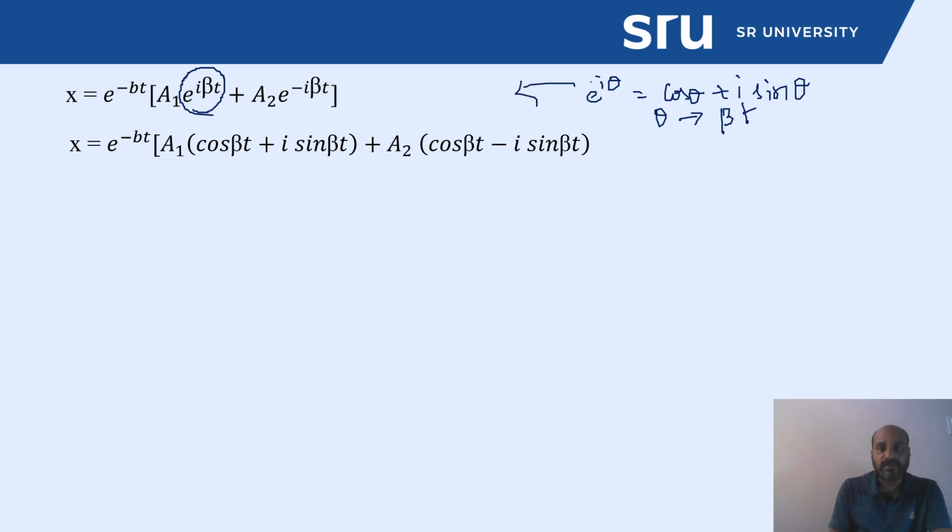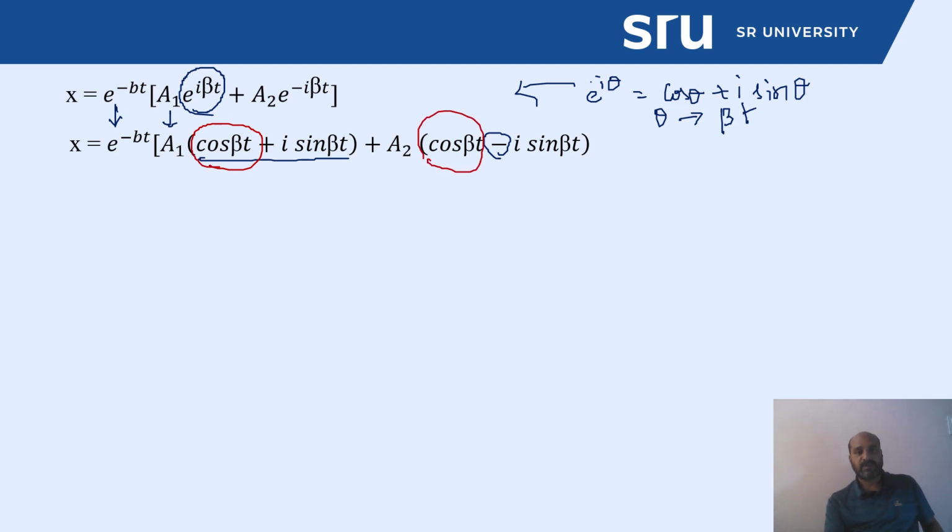So just here, e to the power of minus bt as it is, a1 is also as it is. Now just write the expansion of this e to the power of i beta t. It will be cos beta t plus i sin beta t. So the second term will be as it is except this minus. Instead of plus it will be minus here. Now we can see two real terms and two imaginary terms. This is the first real term and this is the second real term, and both these are imaginary terms.